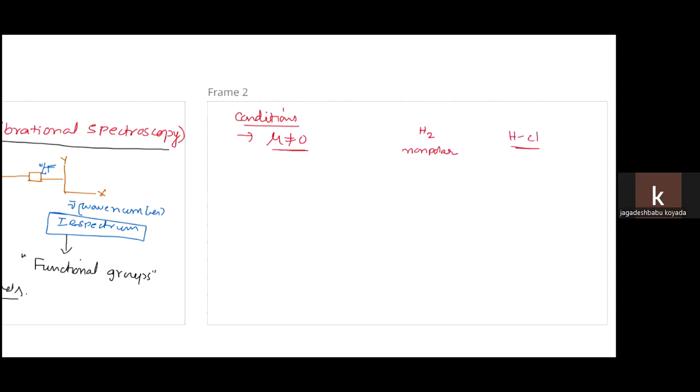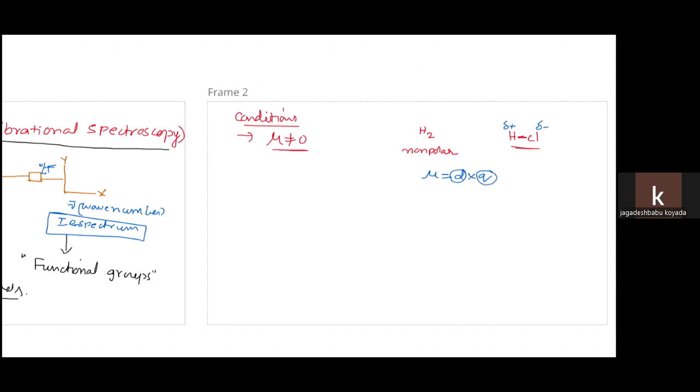The electronegativity of chlorine is greater than that of the hydrogen atom. Therefore, the bonded electrons partially move towards the chlorine atom, so it gets a partial negative charge and hydrogen gets a partial positive charge. So what is dipole moment? Dipole moment is equal to d into q, where d is the distance between the nuclei and q is the charge.